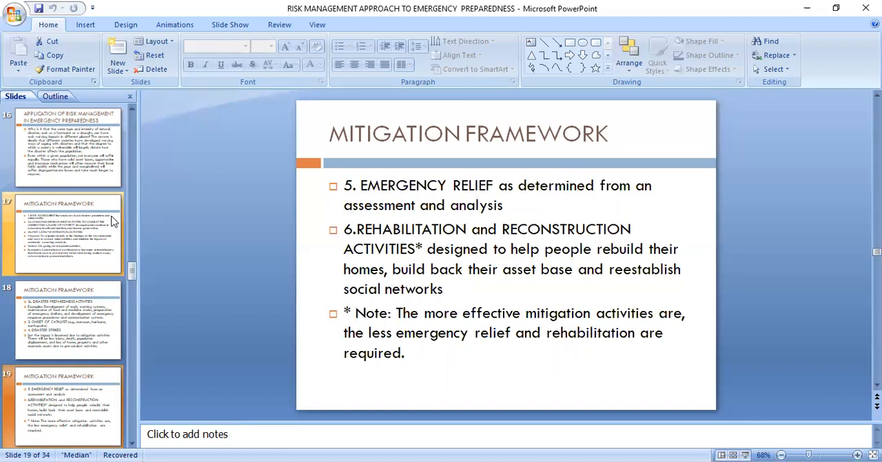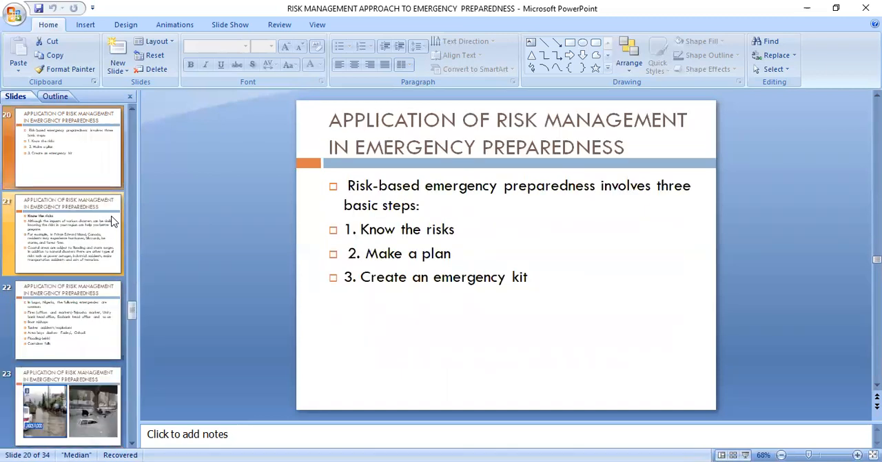So here notes, the more effective mitigation activities are, the less emergency relief and rehabilitation are required. So once we have done 1 to 4, right, then step 5 to 6 become easier for us. That is what we mean. So the more prepared you are, the less you have to run around when there is an emergency or crisis.